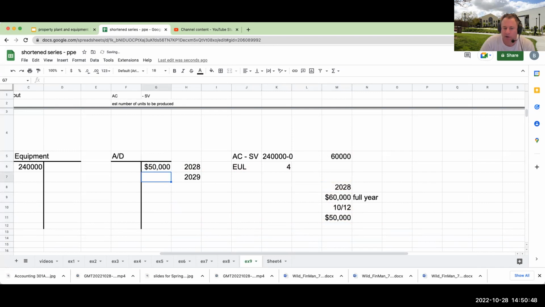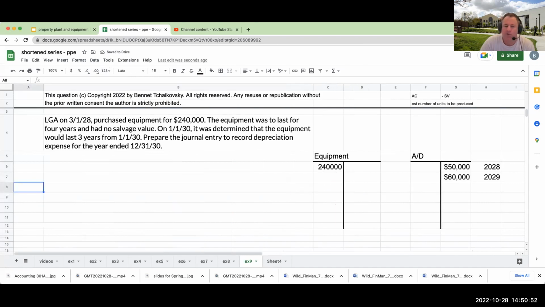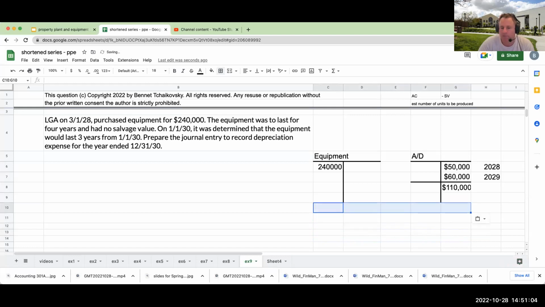Okay, so for 2029, I'm going to take a full year. So on 1/1/30, when I'm making the change here, what is the net book value of my asset? How much is remaining? Because my net book value is going to be my equipment less the accumulated depreciation.